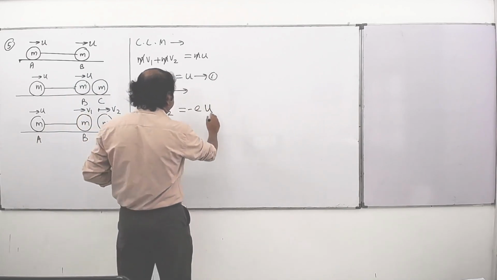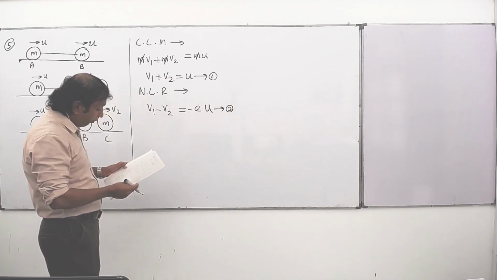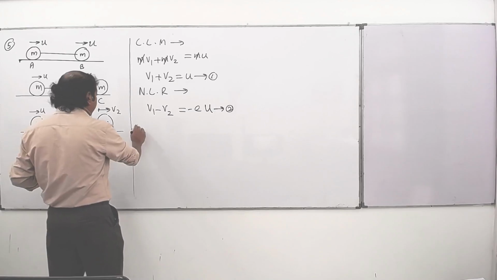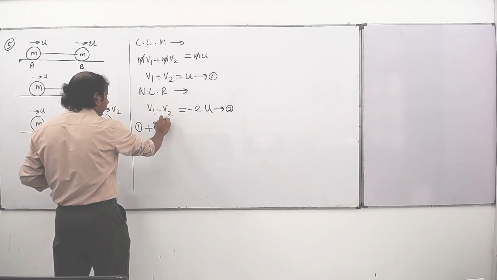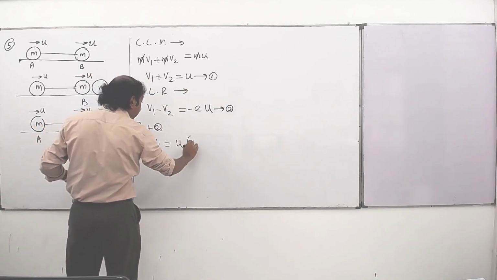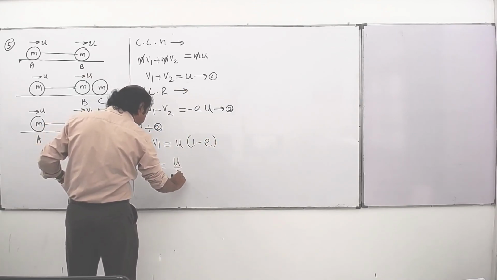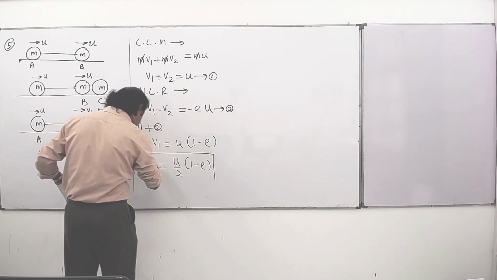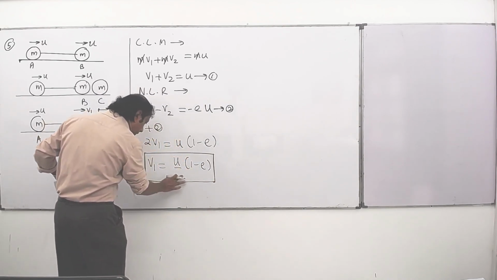Okay. Number 2. What are we asked to find? To find the velocity of B soon after the impact. So V1 only we need to find from 1 and 2. Plus V2 minus V2 will cancel off. 2V1, right-hand side take u out. Divide by 2. V1 equals u by 2 times (1 minus e). Right. This way we get it. Okay.